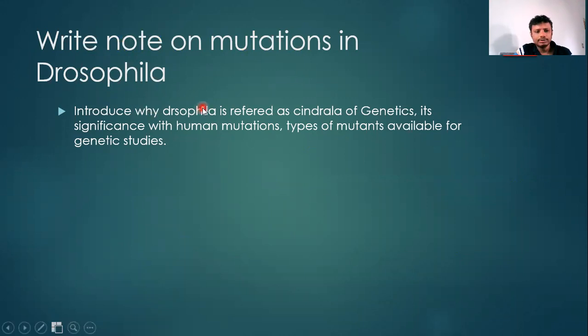So here, to answer this question, what we have to do is introduce why Drosophila is referred to as the central of genetics, its significance with respect to human mutations, and the types of mutants available for genetic studies. So if we are able to congregate all these ideas, we will be getting good marks. Okay, so remember this if the question is asked in the examination.